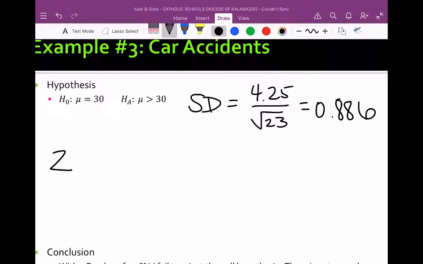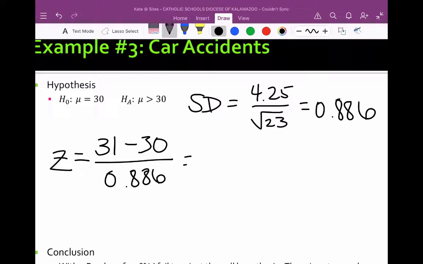Then I have to calculate my z-score. So my z-score is going to be my observed mean, which was 31 miles per hour, minus the null hypothesis mean, the given mean. We're assuming people follow the speed limit. Divided by the standard error, 0.886, and that gives me a z-score of 1.13.